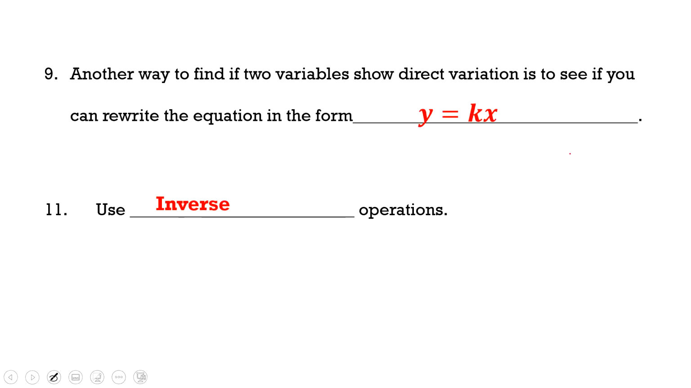Another way to show if two variables are directly proportional is, if we were given an equation, can we write it in that y equals kx form? If we can get something in just y equals x with nothing at the end of it, or in reality plus 0, then we can say that they're directly proportional. We're going to use our inverse operations, where basically the easiest way to say this is we're going to solve for y.